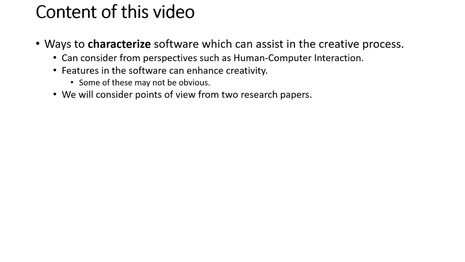We will start by discussing ways to characterize software which can assist in the creative process. So we can consider characteristics from many perspectives, such as human-computer interaction. Specifically, we can consider the many features which can be involved in the software and how they can be used to enhance creativity. It is very important to consider that creativity is an extensive process and many features can be incorporated into the software which can help a person potentially be more creative.